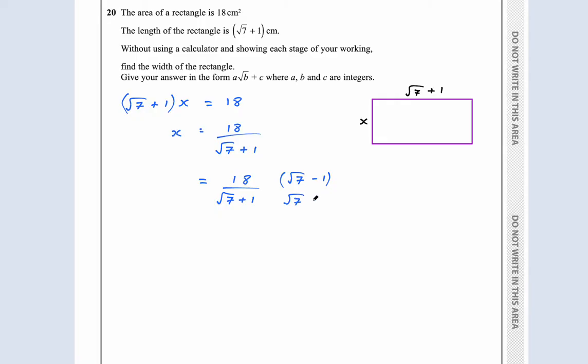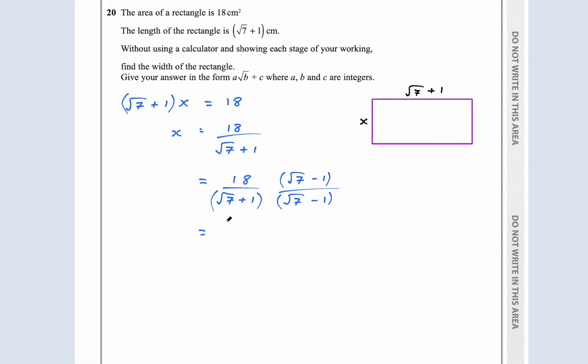So the conjugate means if this is plus, the conjugate is minus. And if this was minus, the conjugate is plus. So it's just the opposite side. It's the same thing with the opposite sign. Okay, so I multiply this out.